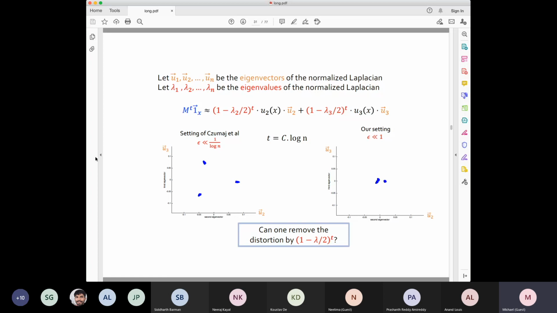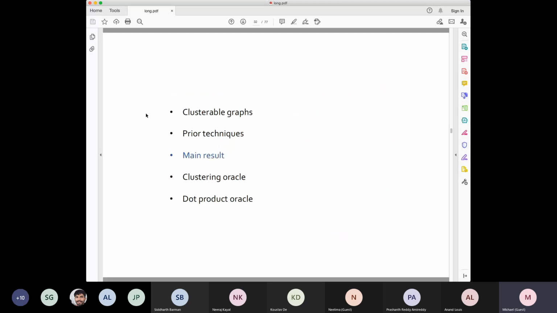If you have a very pronounced clustering, basically this epsilon is very small, say smaller than 1 over log n, then the distribution of a log n length random walk is basically the spectral embedding. However, we want to go way beyond that. We want to go to the regime where epsilon is merely a small constant, and in that regime, the random walk-based embedding is kind of the spectral embedding with some unknown scaling because of these eigenvalues. I'll talk about that later. So these are the prior techniques, right?